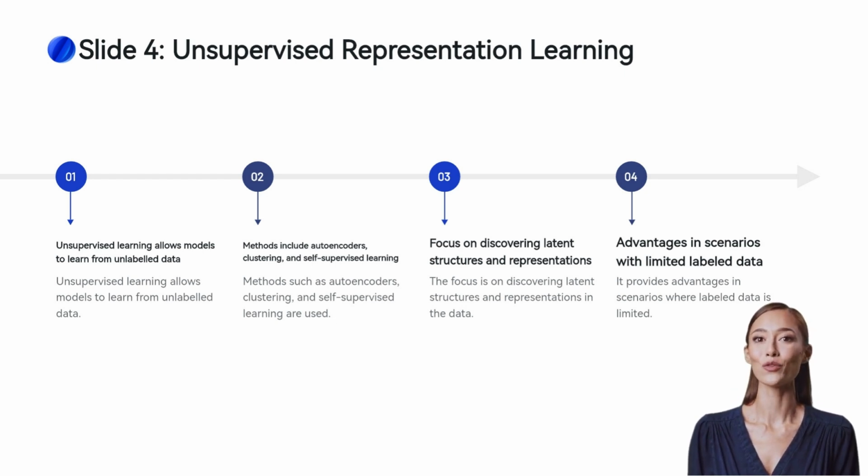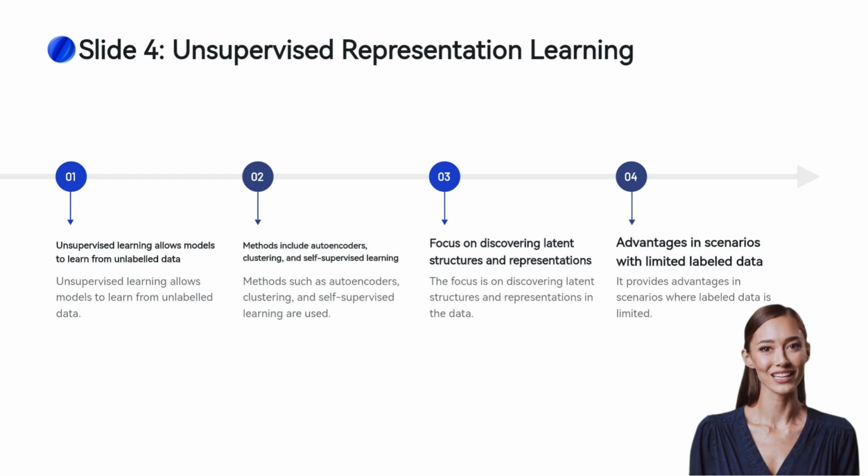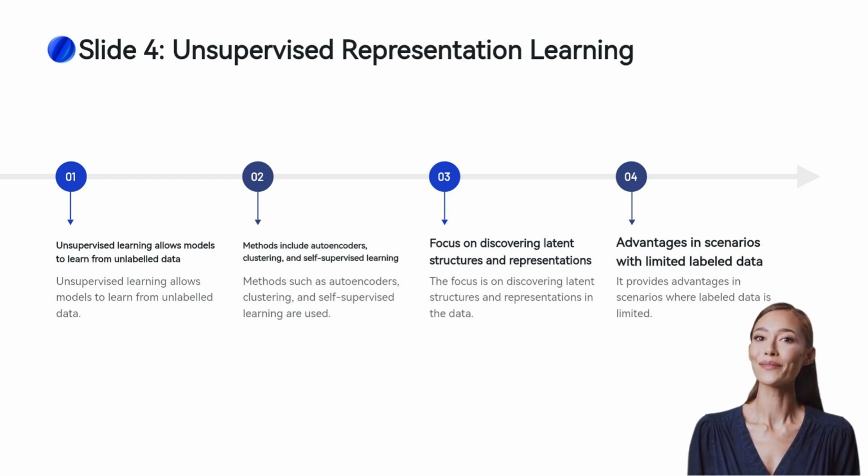Self-supervised learning, a more recent advancement, generates pseudo-labels for unlabeled data by creating tasks that require learning a representation. This can involve tasks like predicting missing parts of an image or determining the order of shuffled video frames. Unsupervised methods are especially useful when labeled data is limited or expensive to acquire, and they enable the model to discover useful representations without human intervention.